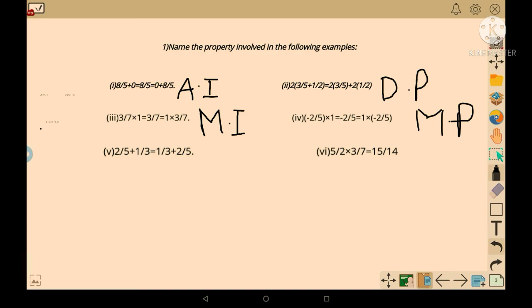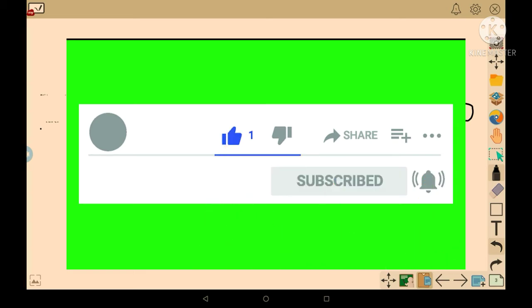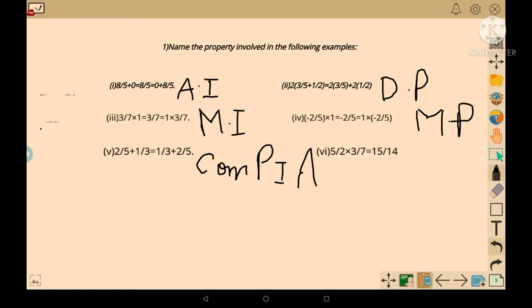Now let's go to the fifth and sixth. The fifth one is 2 by 5 plus 1 by 3, and 1 by 3 plus 2 by 5. So this is the commutative property. Hope you understand. Commutative property in addition. I'll write only C P. So commutative property, you write it in addition. Okay, C P in A.